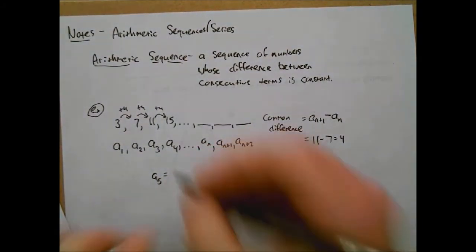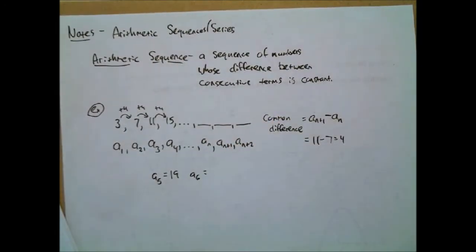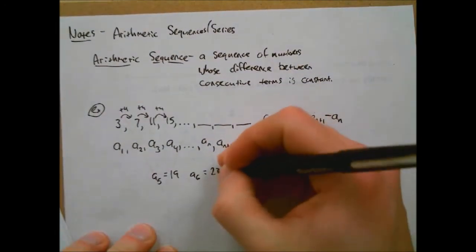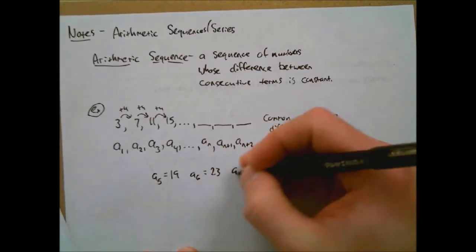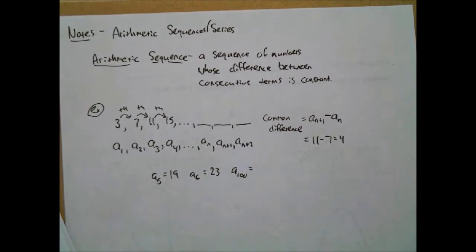And then what would a sub 6 be in this? 23. And then what would a sub 100 be? Yeah, so that's part of the problem. Was that 399? It would be 399. Very good, Rohan. Yes.